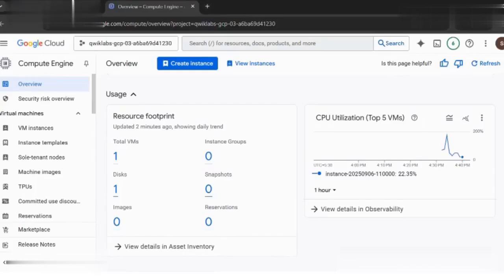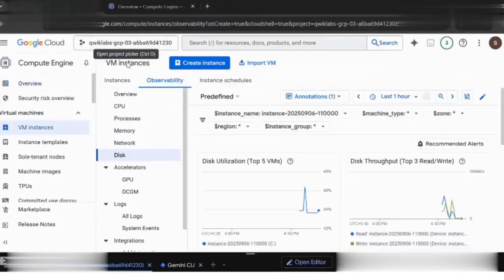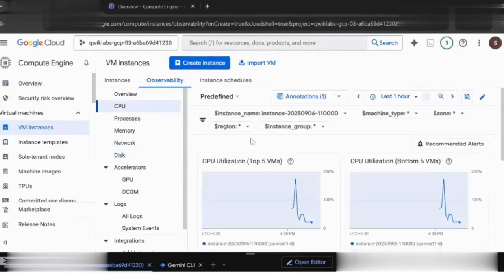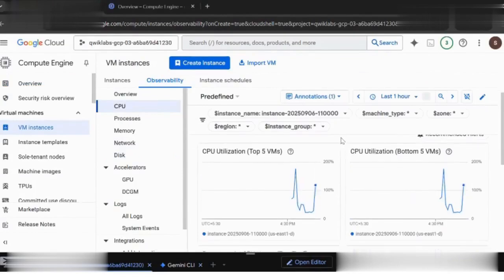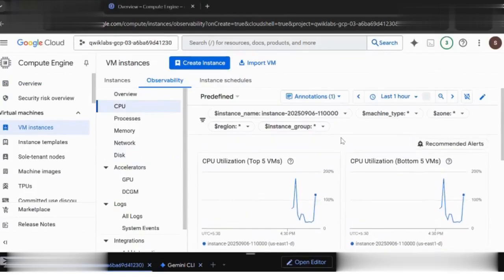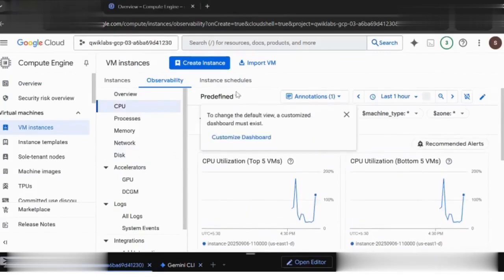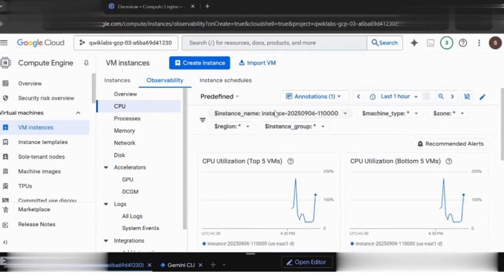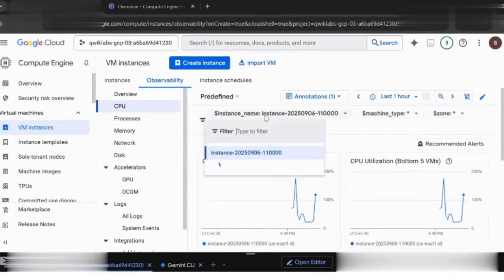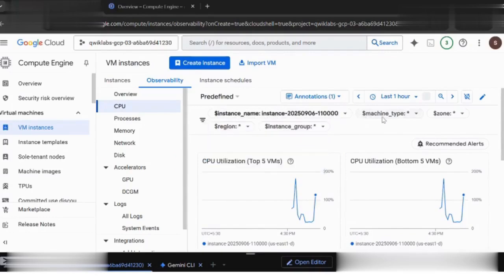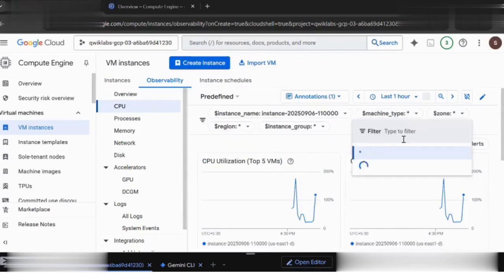Switching to the monitoring dashboard, we now see real-time graphs of CPU, memory, disk, and network activity. Here we have two charts. The left graph shows CPU utilization for the top 5 most active virtual machines, while the right graph shows the least active ones. Our virtual machine instance is included in both views. First, we apply a filter for machine type E2 medium to focus on similar instances.